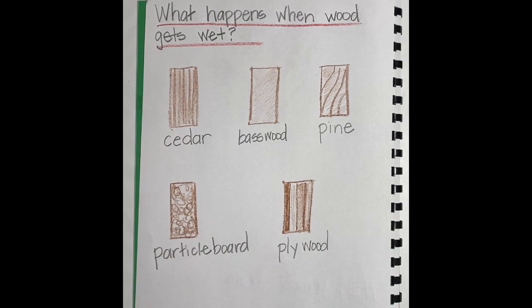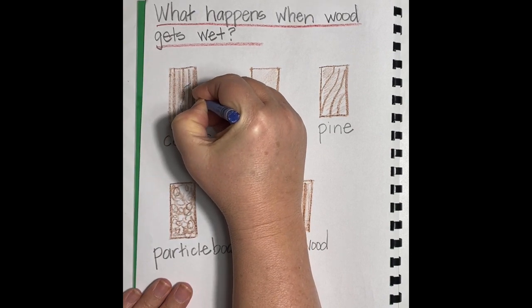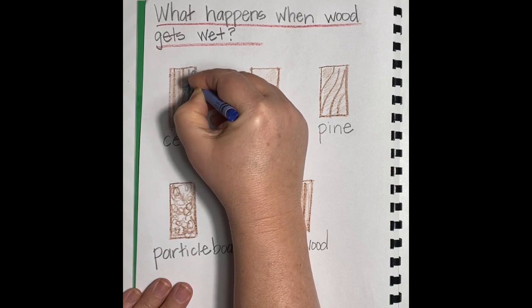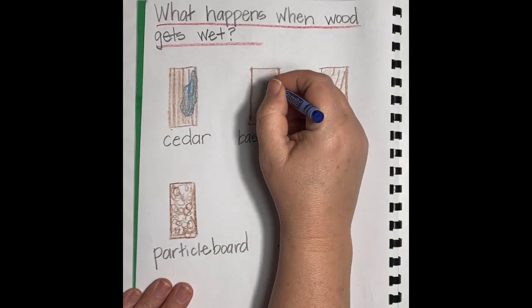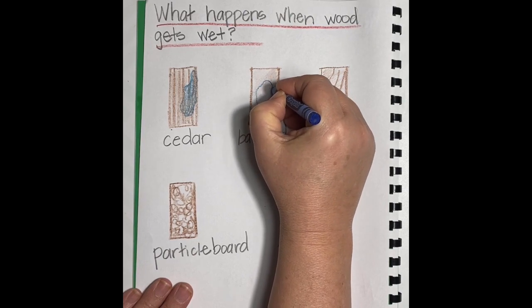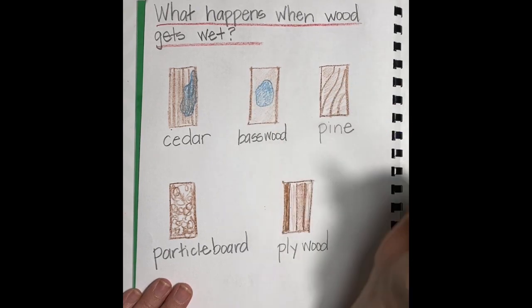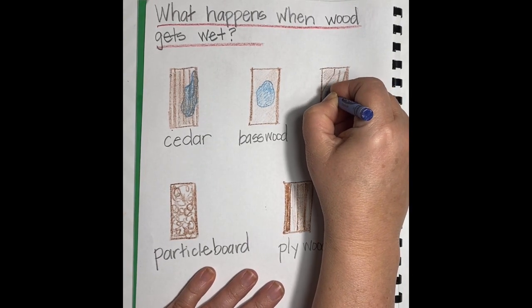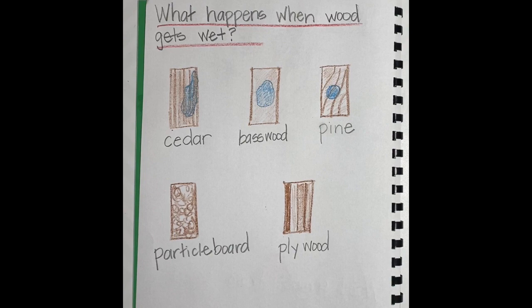Now it's time to add what happened when the wood got wet. When I placed a small drop of water on the cedar wood, it spread out across the wood. When I placed a small drop of water on the basswood, it spread out a little bit. When I placed the drop of water on the pine, it created a small bead of water.